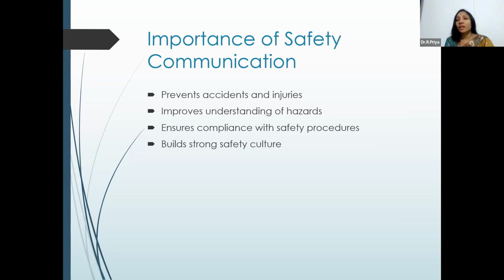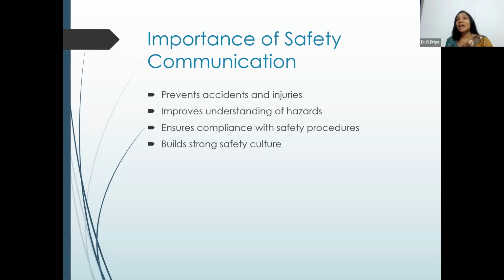Next, importance of safety communications. Prevent accidents and injuries. Effective safety communication helps prevent accidents by ensuring that everyone understands the risk involved in a task and the correct way to perform it. When engineers clearly communicate safety instructions, workers are less likely to make mistakes. For example, before maintenance work on heavy machinery, communicating lockout and tagout procedures prevents accidental machinery startup, thereby avoiding serious injuries or major accidents.